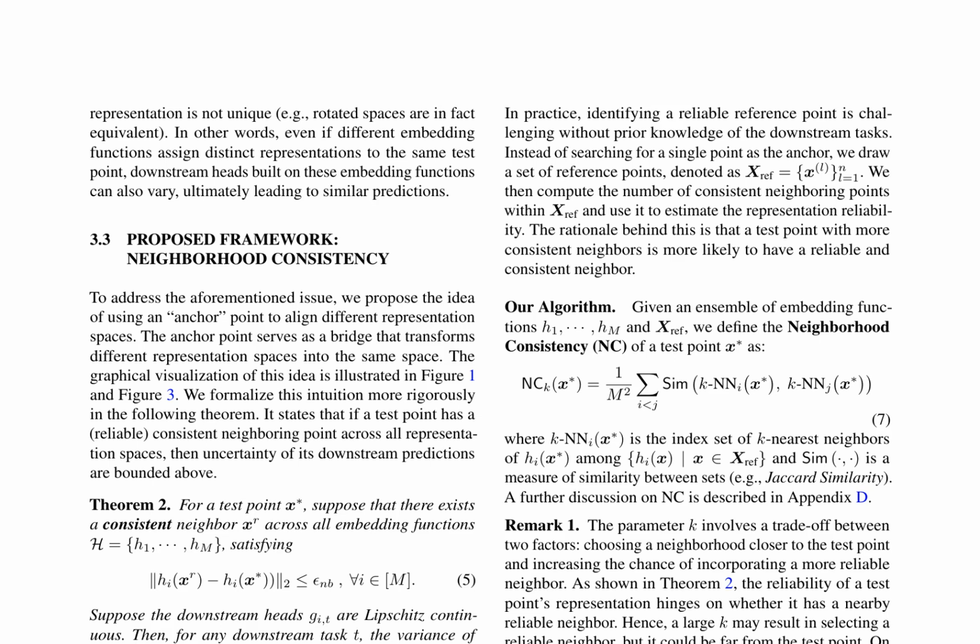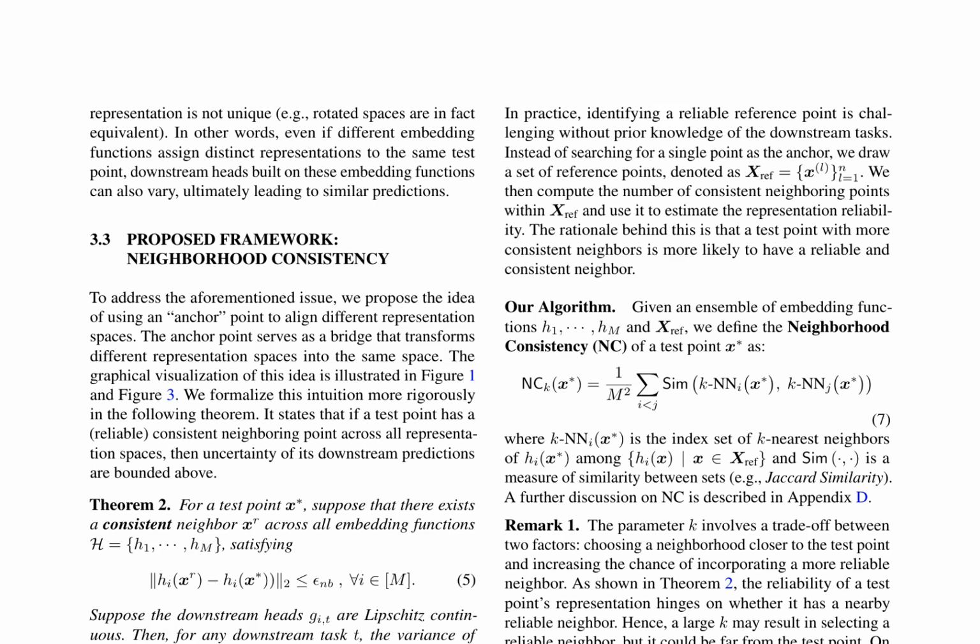They introduce the concept of an anchor point, which serves as a bridge to align different representation spaces, ensuring that downstream predictions are bounded above by a certain variance. This idea is formalized in Theorem 2, which states that if a test point has a consistent neighboring point across all representation spaces, then the uncertainty of its downstream predictions is bounded above. The theorem is proved in Appendix A.2, and it is extended to the multi-output case.